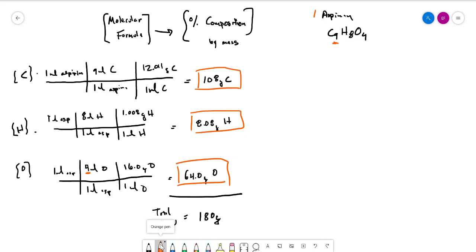I can add all these things up, or I could have just computed the molecular weight in the common way, and that gives us 180 grams. So now we know of that 180 grams, how much of it is carbon, how much of it is hydrogen, and how much is oxygen.